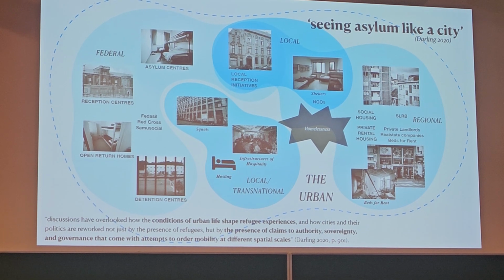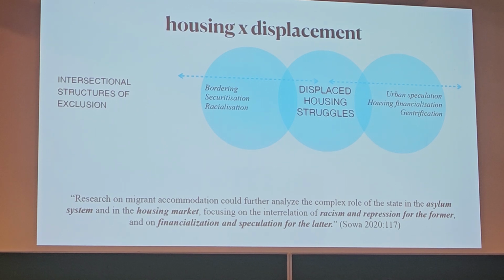And so we can look at displaced housing struggles and these formations of displaced geographies, like the ones that I showed on the diagram earlier, as at the intersection of, on the one hand, the bordering, the securitization, the racialization of the border regimes, and then on the other hand, all of the forces of neoliberal urbanism, like urban speculation, housing financialization, and gentrification. So the things that were on the part of the regional housing issues also impact displaced people, but the bordering also impacts them, and to access housing, they have to navigate both, and to be able to address both simultaneously.